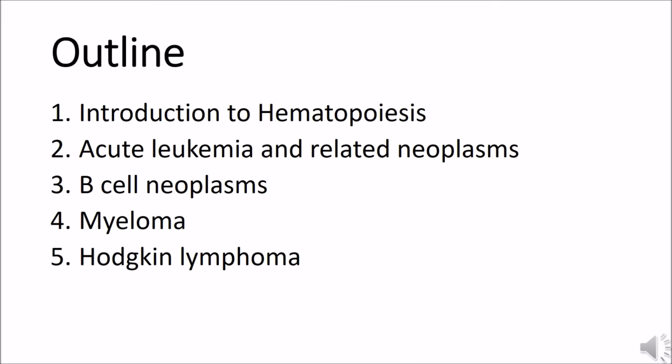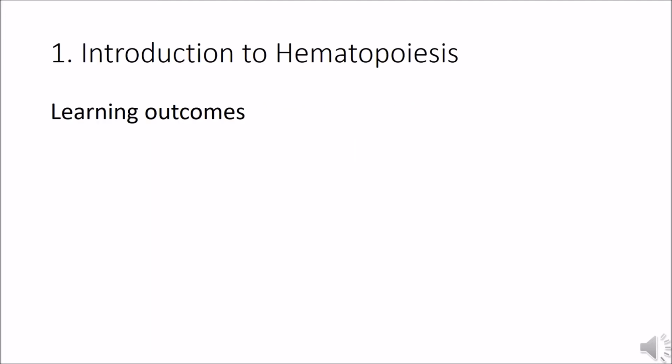The video is divided into 5 short segments, starting with a broad introduction to blood cell development, reviewing the differences between leukemia and lymphoma, and diving into each category, starting with acute leukemias and related neoplasms, and ending with Hodgkin lymphoma. Let's begin by building a strong foundation.